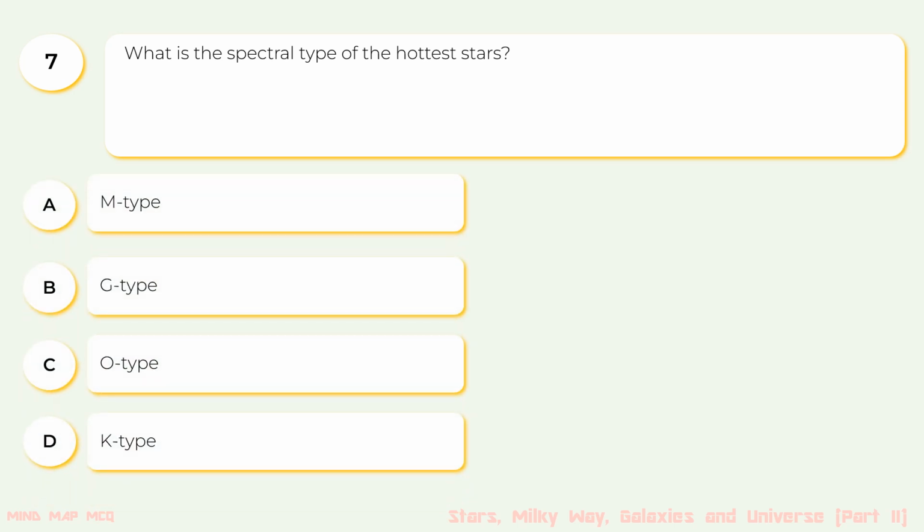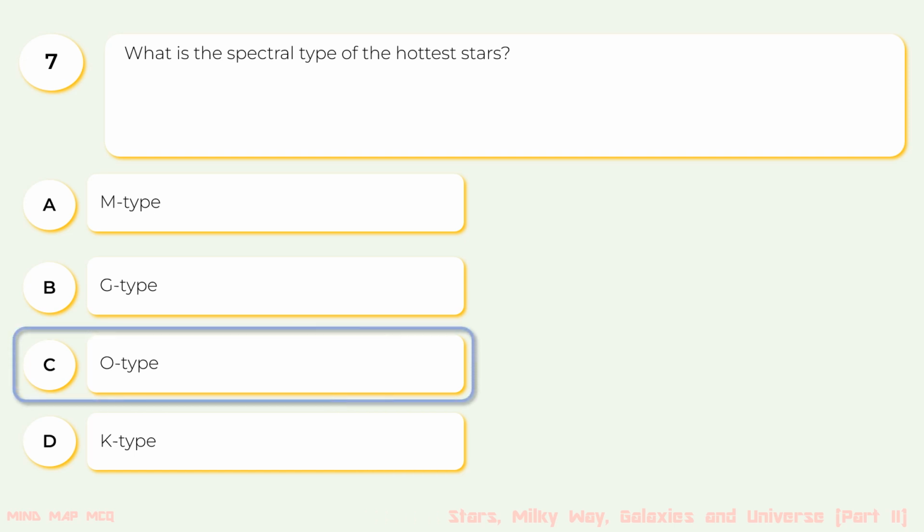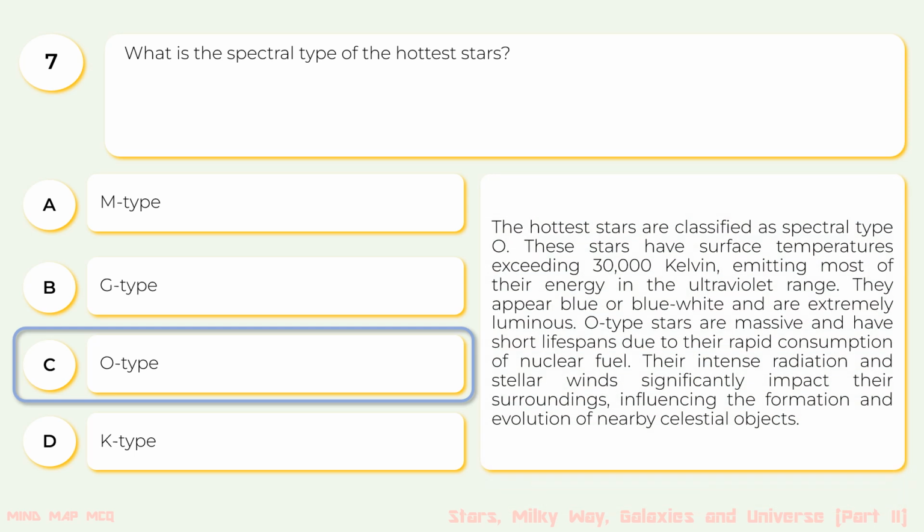7. What is the spectral type of the hottest stars? The options are A. M type, B. G type, C. O type, and D. K type. The correct option is C. O type. The hottest stars are classified as spectral types O. These stars have surface temperatures exceeding 30,000 Kelvin, emitting most of their energy in the ultraviolet range.